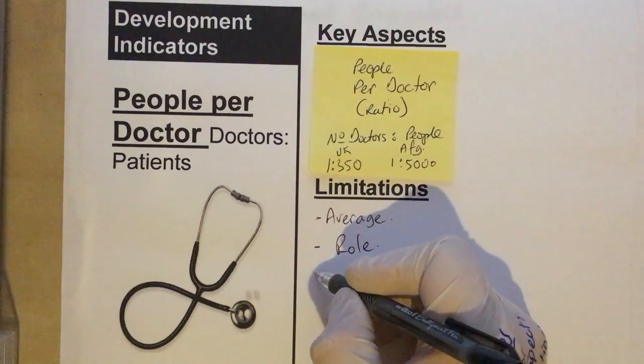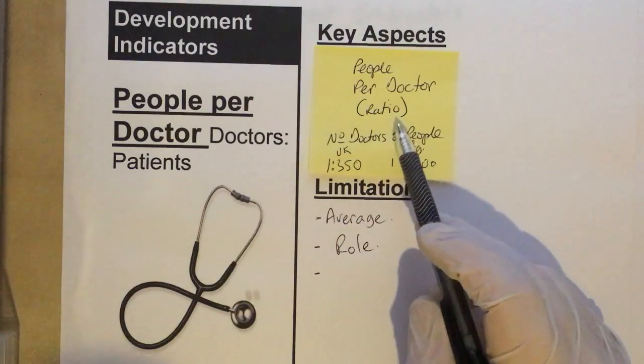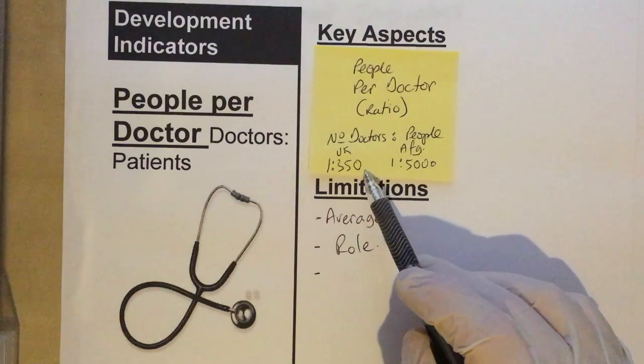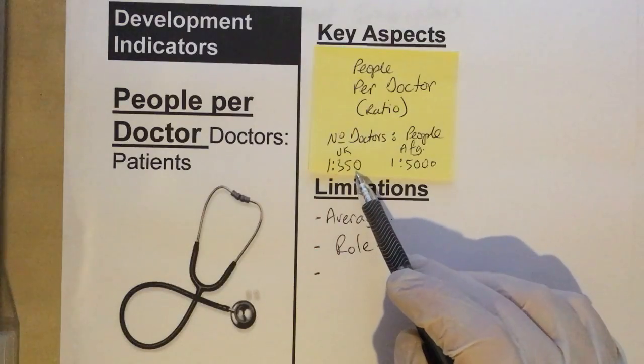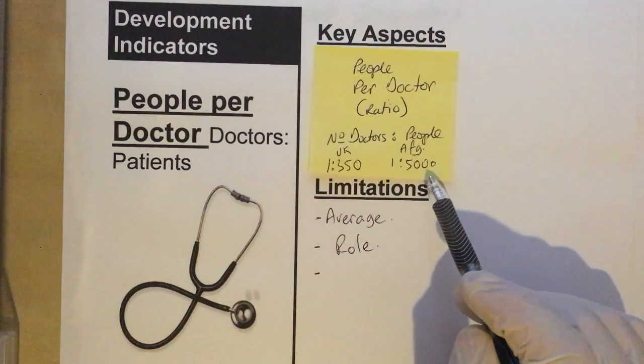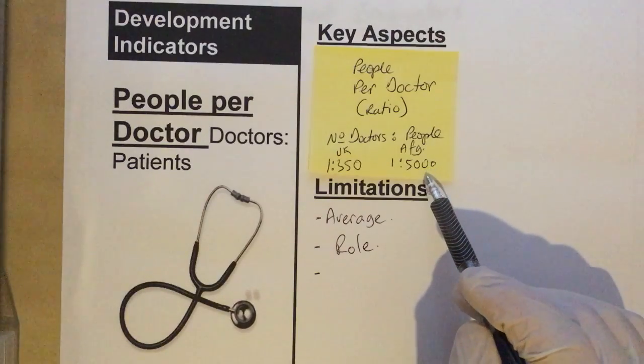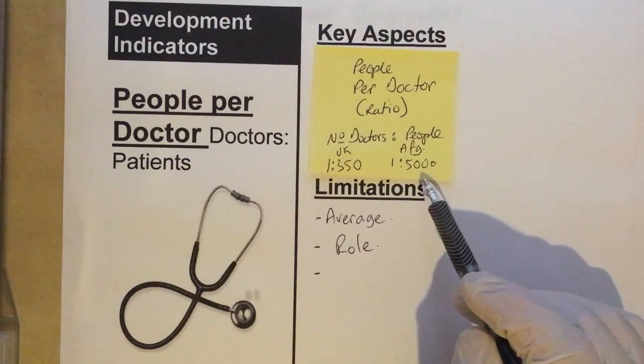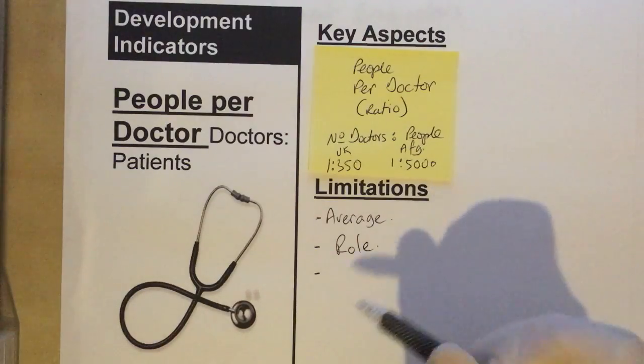Next, it doesn't necessarily tell us about the access that people have to these doctors. In the UK, we have free access to medical care, to our GPs. We call up, we get an appointment, and we have free access. However, in other countries, there isn't an NHS, or National Health Service. People have to pay for that access. So it doesn't tell us about the access that people have in that country.